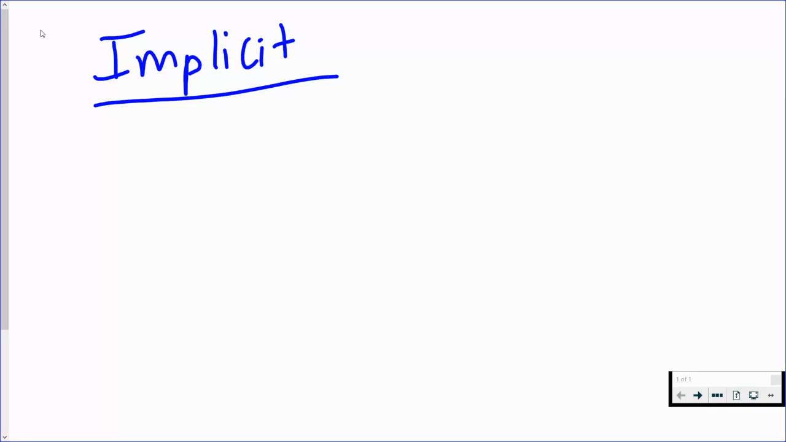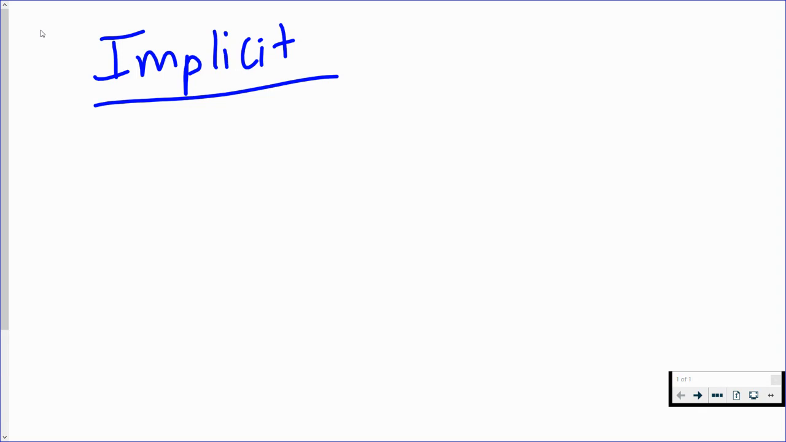A topic called implicit differentiation. So it's a different way to take derivatives. So far, all the derivatives that we have done are what are called explicit derivatives. So we can get one variable. We can get everything in terms of one variable and take the derivative.